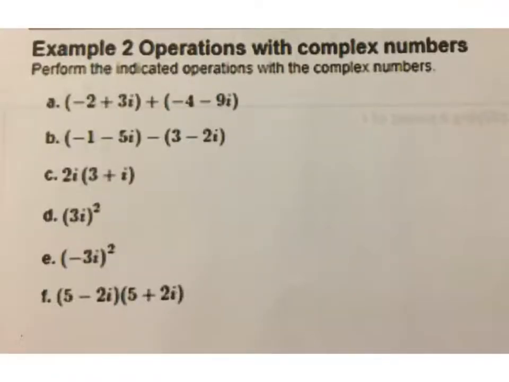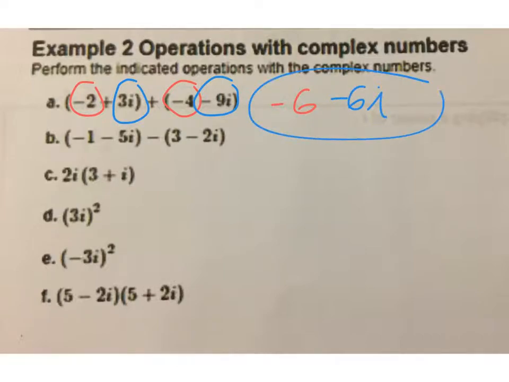So here we go. We've got some operations with complex numbers. So the first one, again, is pretty quick and easy. If I'm told to add those complex numbers, then I'm just going to add the real parts. So what is negative 2 minus 4? It's negative 6. And then the imaginary parts, positive 3 and negative 9, that is negative 6i. So the complex number would be negative 6 minus 6i. Just combine the real part and combine the imaginary part.